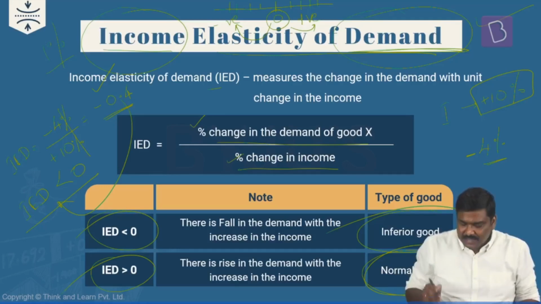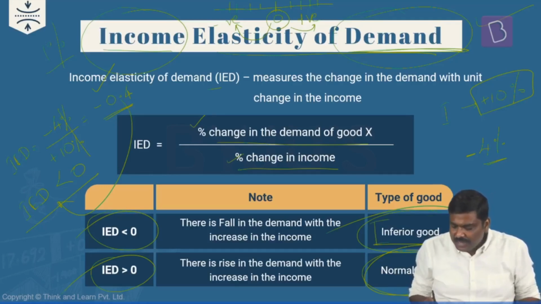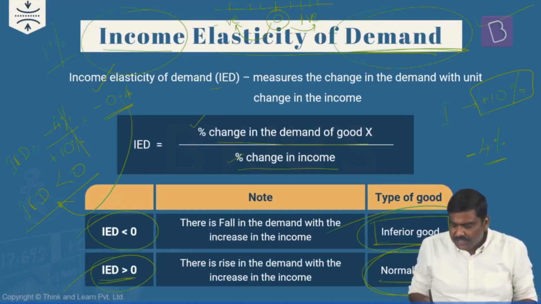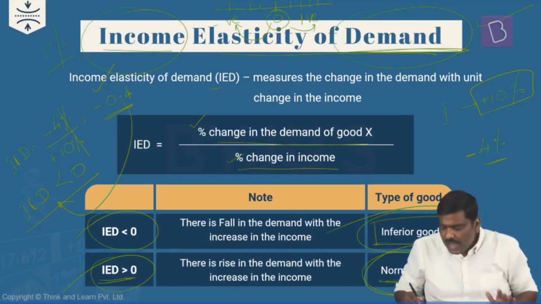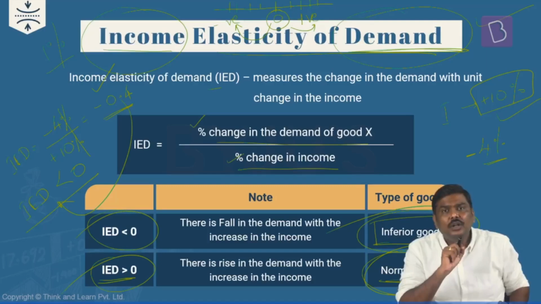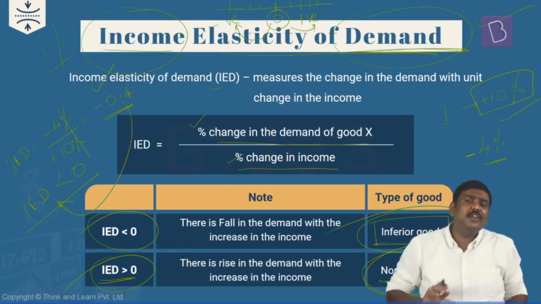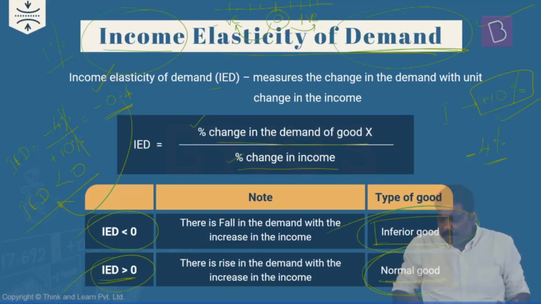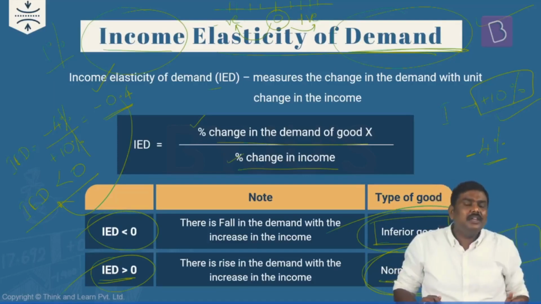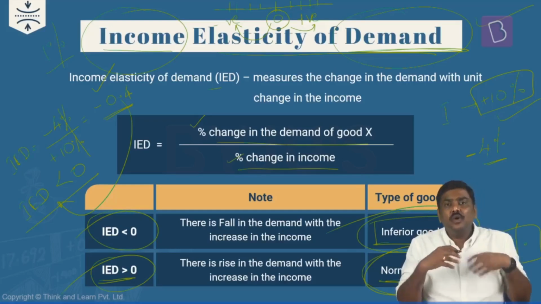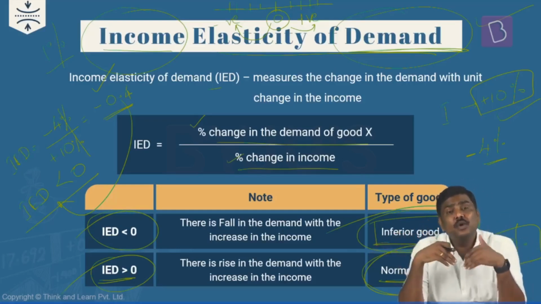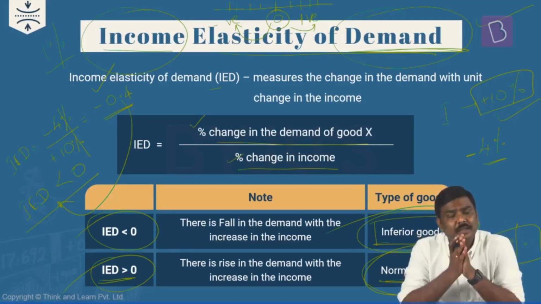And whenever IED is less than 0, these are referred to as inferior goods. And whenever IED is greater than 0, these are referred to as normal goods. I have given an example of an inferior good. What about the normal good? Let's say, for example, the income of a particular person increases by 20%. And as a result of this, he will start consuming more and more of basmati rice. Or he'll start consuming more and more quality foods in the market.